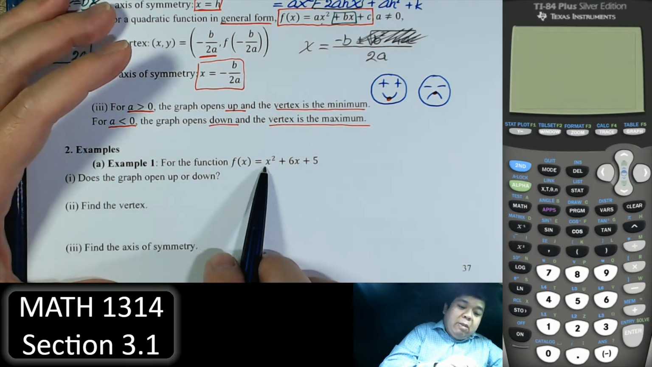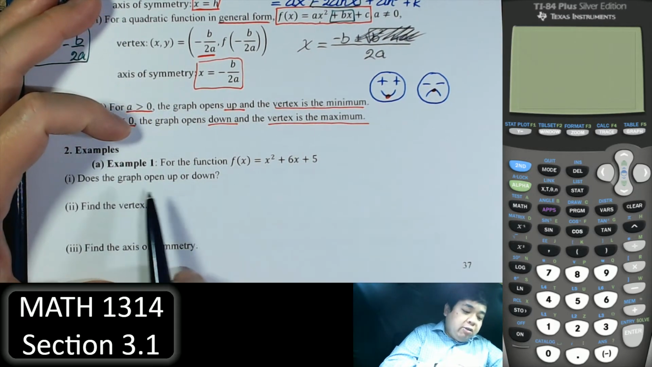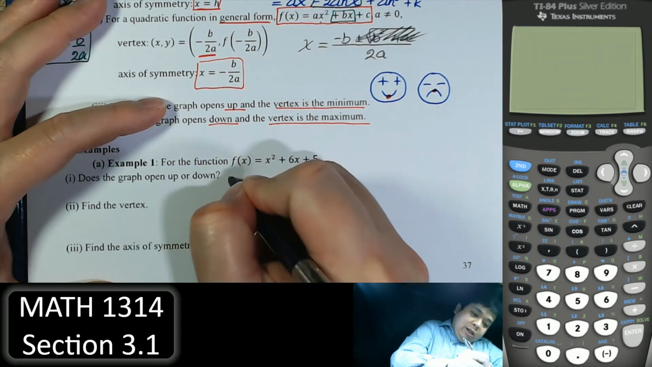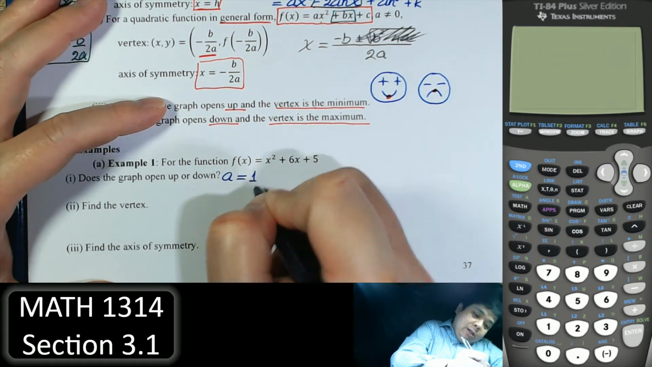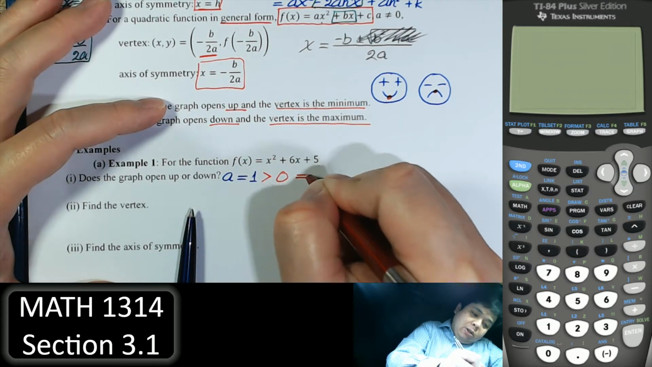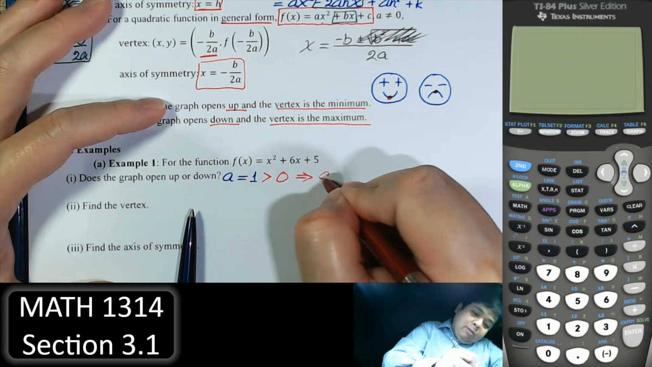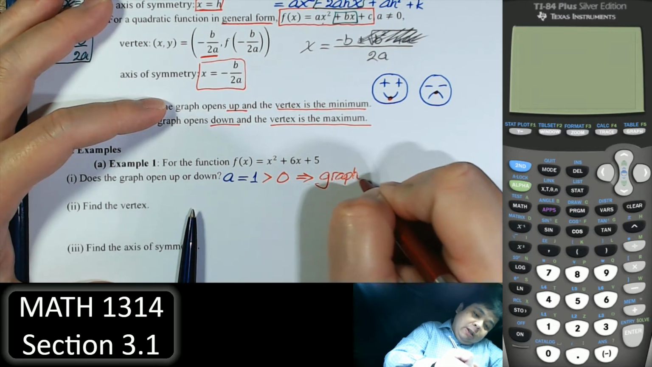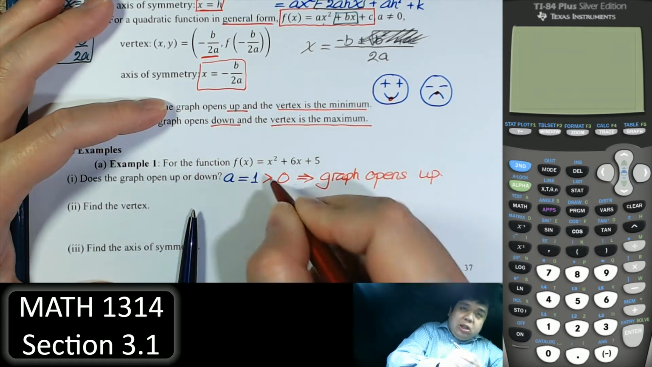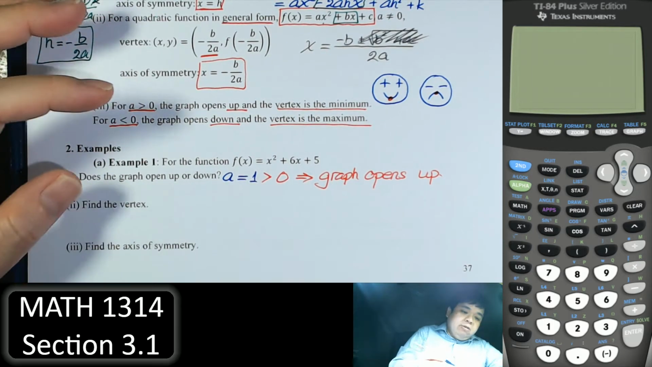For the function f of x equal to x squared plus 6x plus 5, does the graph open up or down? The leading coefficient is 1, which is positive. So the graph opens up because it's positive. Now I'll find the vertex.